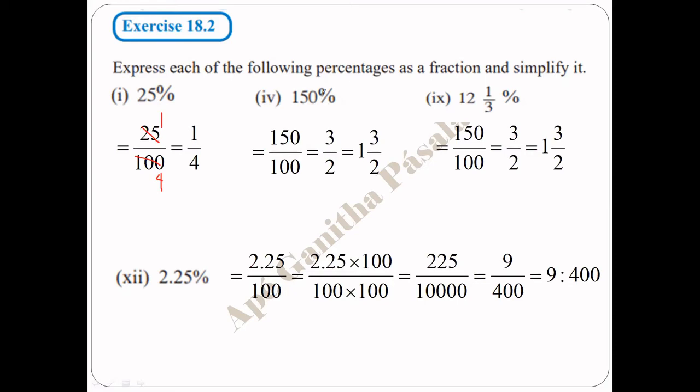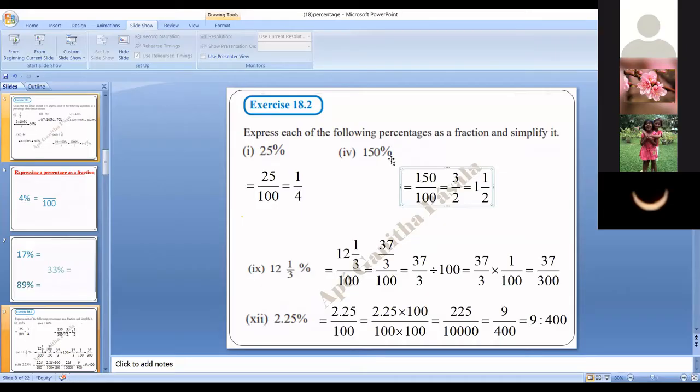This one, 150%. This numerical value goes to the numerator. So the numerator is 150. The denominator is 100. Now you can simplify. Cut this 0 with this 0. 5 into 3, 15. 5 into 2, 10. So 3 over 2. Improper fraction. Write that as a mixed number: 1 and 1 over 2. Okay.